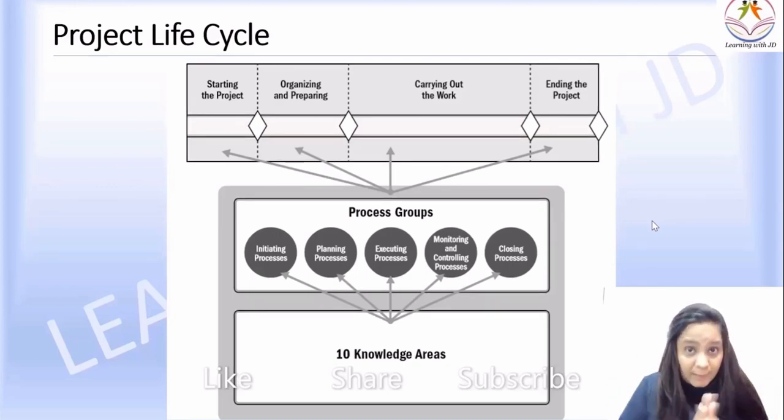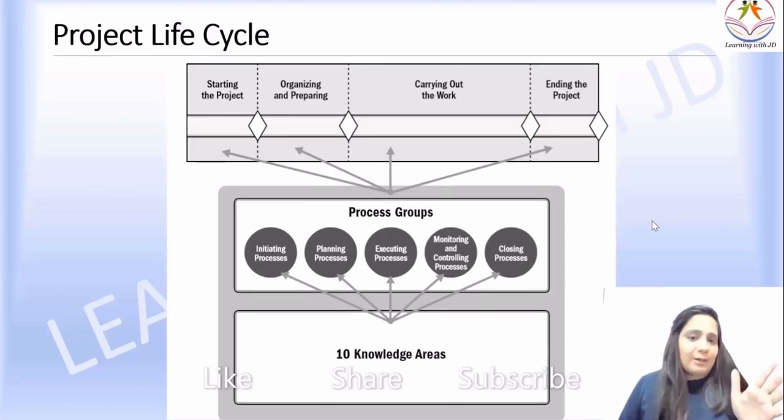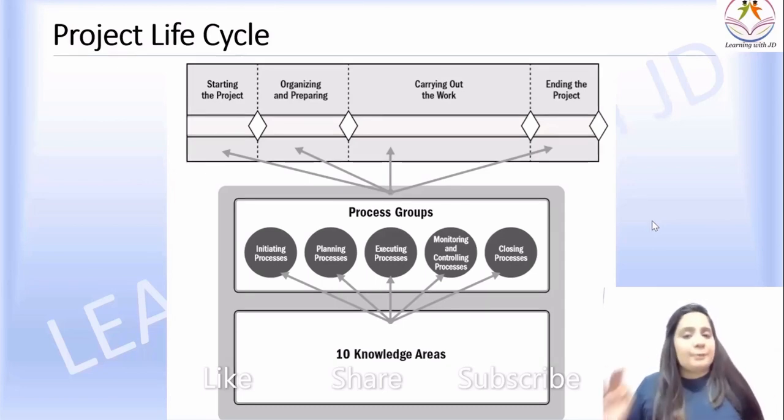But from a PMBOK perspective, there are 5 process groups. Now this is important. From here is where your actual PMP journey begins. The 5 process groups which PMBOK states are: initiating. Initiating is the process where your project begins. Planning. Planning is a process where you are planning how you are going to do your project.